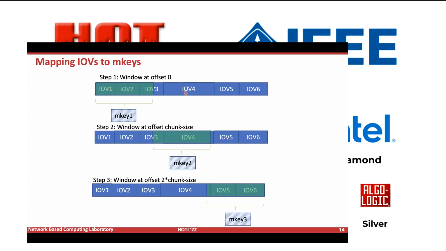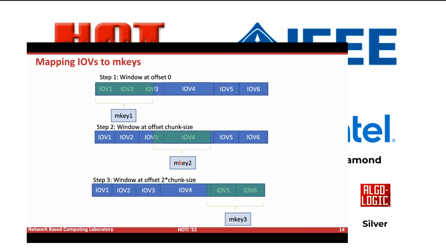And then the window moves by an offset of chunk size, where this covers some portion of IOV 3 and most of the IOV 4. Here we map it to M key 2 and so on until we reach the end, where we map the remaining IOVs, in this case, to M key 3. So this way, we have used 3 M keys to map the entire layout.